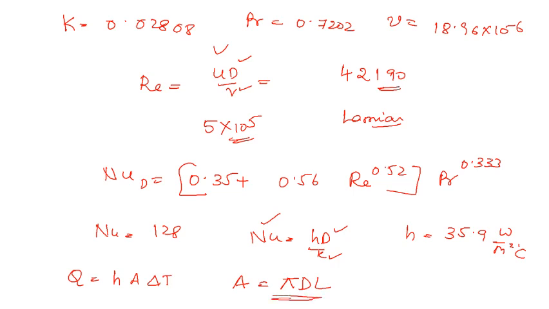So Q value is equal to HA into delta T, and area is pi dl. Because the shape is a cylinder, we have to use pi dl. Substituting these values of pi dl and this Q value, we get 1093 watt. So this is the heat transfer taking place across the steam pipe.